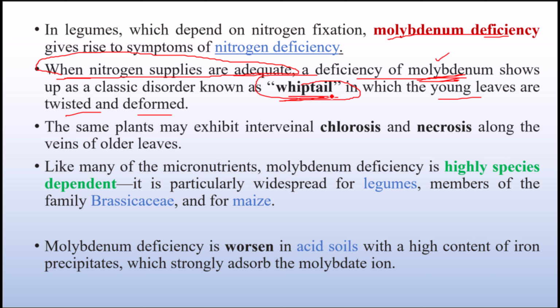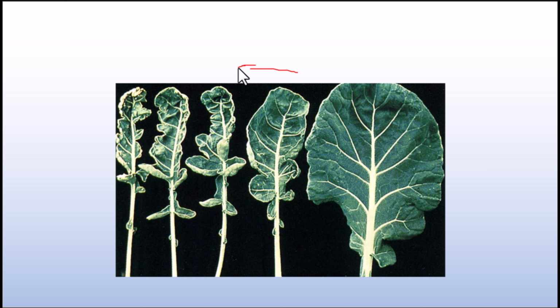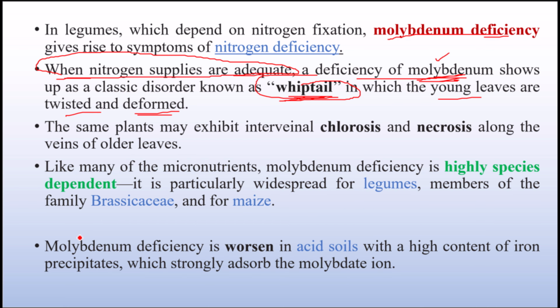In this whiptail disease, the young leaves are twisted and deformed, as shown in this picture. These are some young leaves, and they are continuously deformed and twisted. This is the normal condition, and after that, due to continuous deficiency of molybdenum, the leaves are continuously twisted and deformed. So this disease is known as whiptail disease. Some plants may exhibit interveinal chlorosis and necrosis along the veins of older leaves. This is another deficiency symptom of molybdenum.